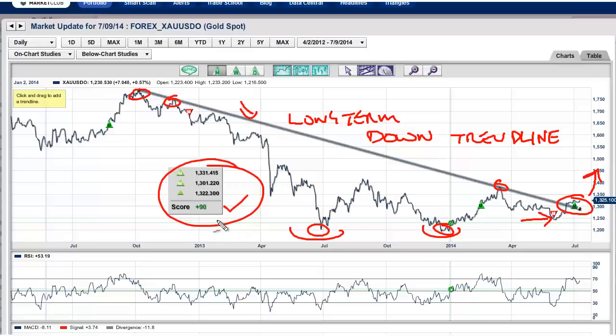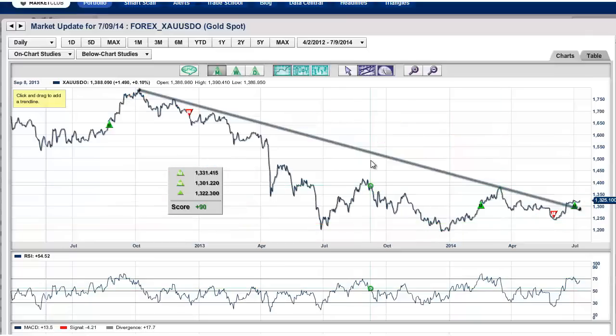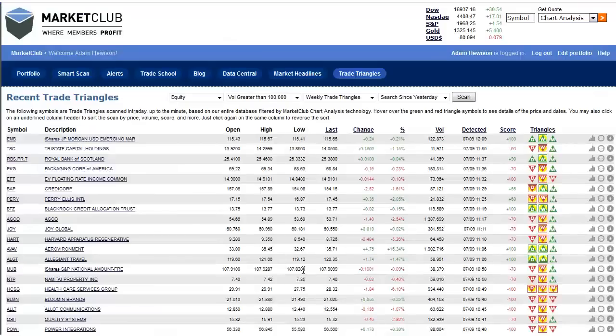Now what I did, I looked earlier to see if we have any stocks that are doing that, like ETFs potentially, that we could look at. So let's clear the screen and take a look at our trade triangles. Here's how you do that. We simply go up to the trade triangles, click once, and it'll bring up an entire list. Now that's a lot of things to look at.